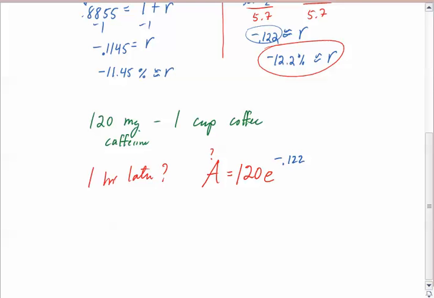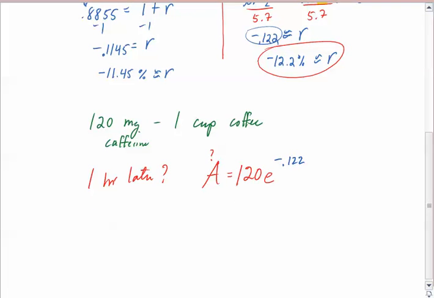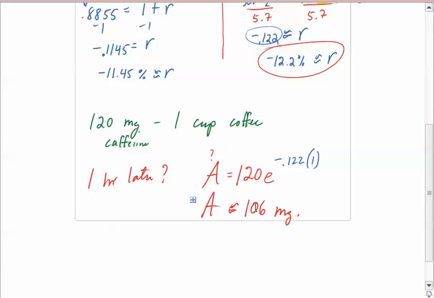And then, looking back at my formula, 1 hour later, let's put that in. There's the t, 1 hour. This is just a problem of dumping it into the calculator. Let's see what we get. Okay, so about 106 milligrams, roughly, of caffeine in your system after drinking 120 milligrams of caffeine in a cup of coffee.